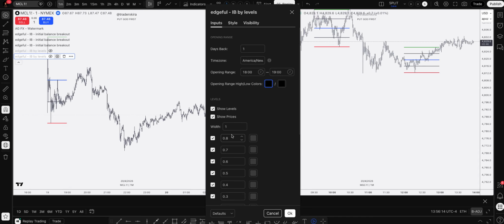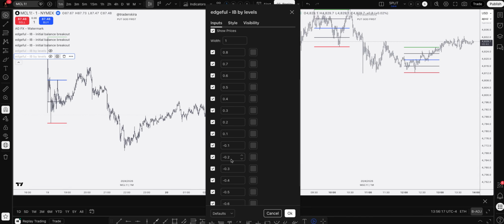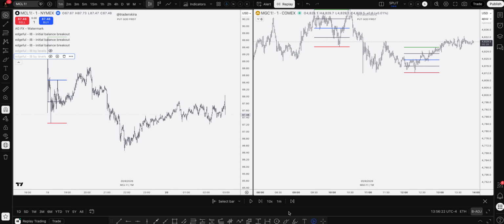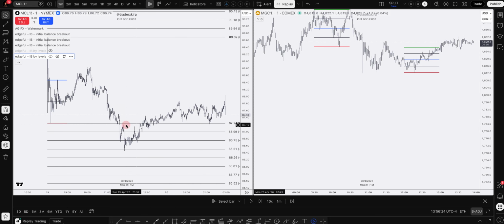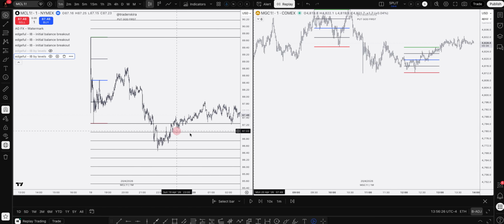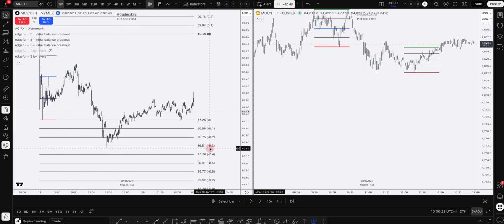Let me just set this up. So you'll notice that the levels are not like 1, 1.5, 2. These are like 0.1, 0.15, things like that. So if I hit OK, show it to you like this, what I can then start to do is, you see how it's -1, -2, -3? I can go on Edgeful and then see what the data says in terms of probability that one of these 3 levels or even more might get hit, because what you can then do is instead of taking TP here, maybe you take a little bit here, but then you hold off to take TP down here.